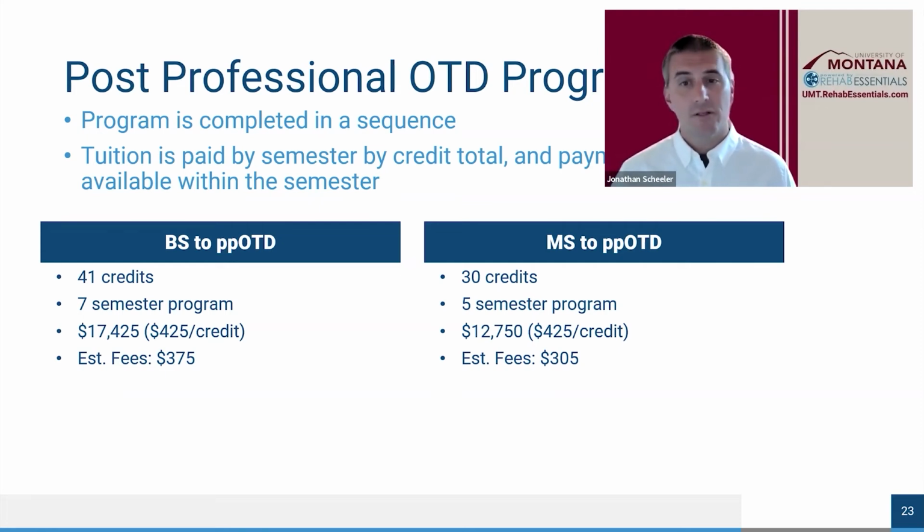If you have a master's in occupational therapy and you're transitioning to the doctorate, it's a 30 credit program. Again, 5 semesters with 3 semesters per year. Math there, 30 times 425 comes out to be $12,750. And again, those fees right there, that $35 per semester that you pay directly to the proctoring service. We also have our application fee and then your graduation application fee, which runs roughly about $45.